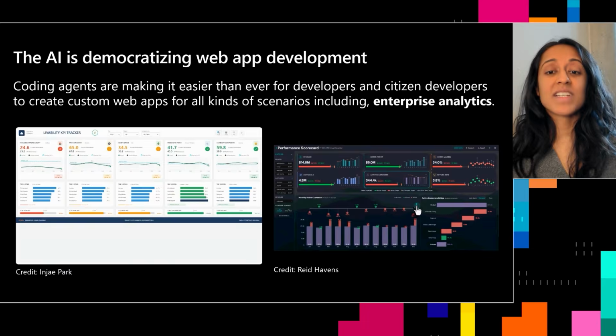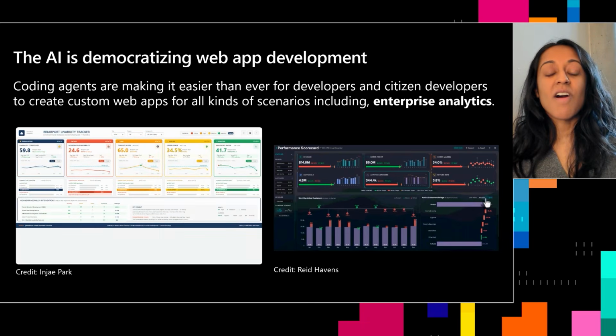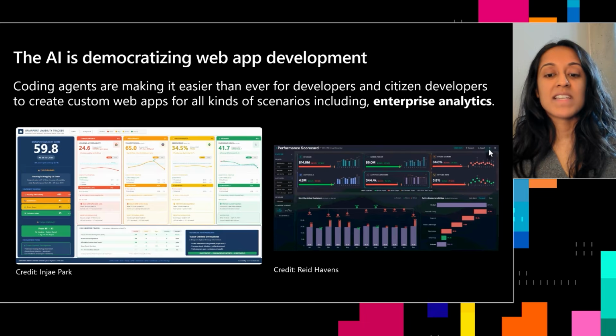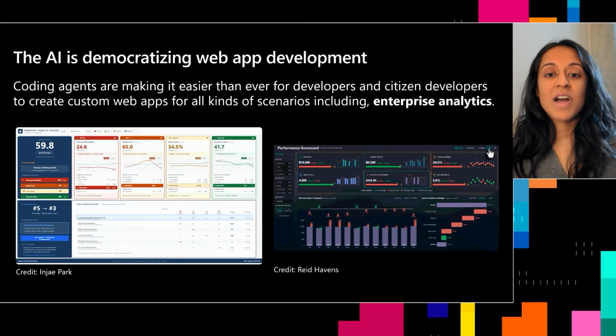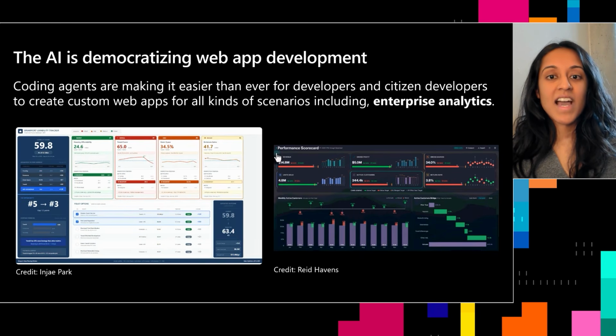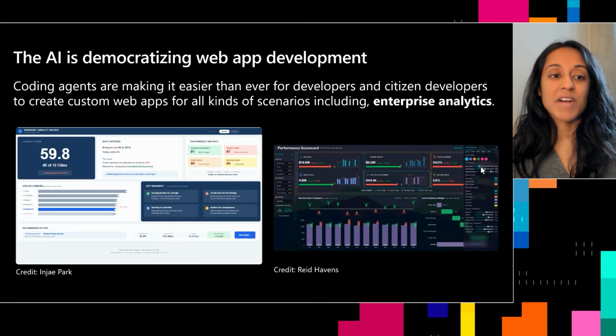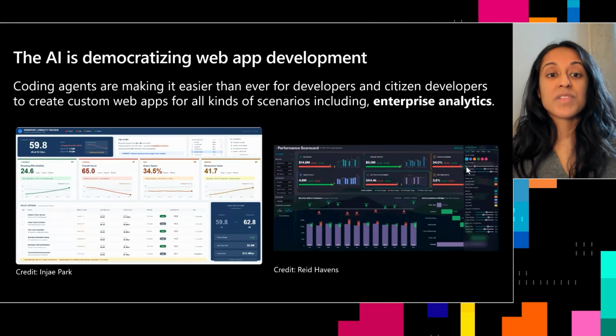So AI is really democratizing a lot that's happening with web app development. We're seeing all kinds of scenarios where MVPs like NJ Park, Reed Havens are building end-to-end web apps for enterprise analytics. And because AI is making it so much easier to do this, we're even seeing citizen developers being able to achieve so much more here.